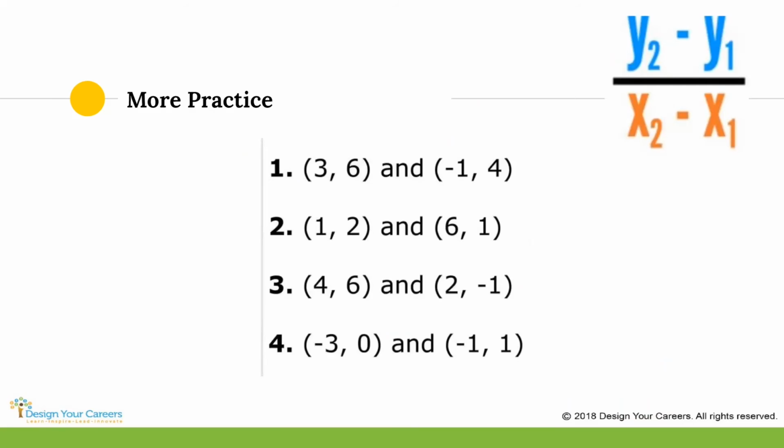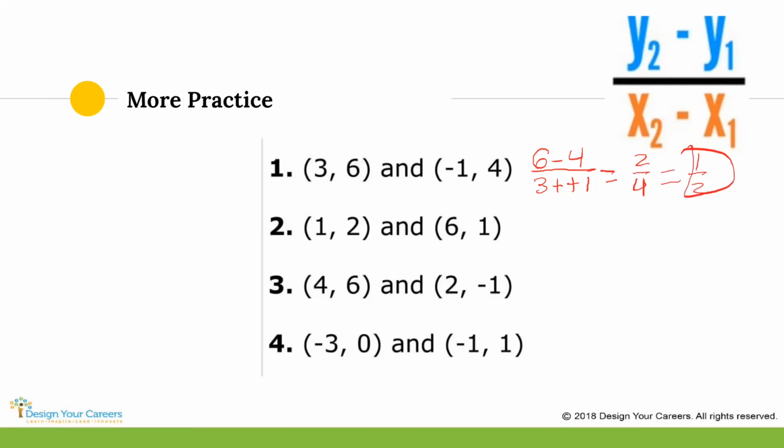All right, so this first one that we're doing, let's just add it to the equation. So we have 6 minus 4 divided by 3 minus -1. We add those, and we get our slope as 2 divided by 4. But since this is not in simplest form, we want to put it into simplest form, so we get 1/2. That's our answer for the first one.